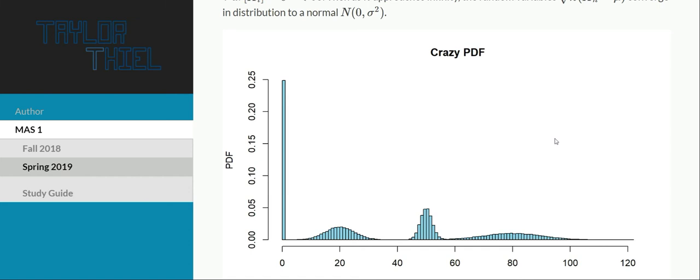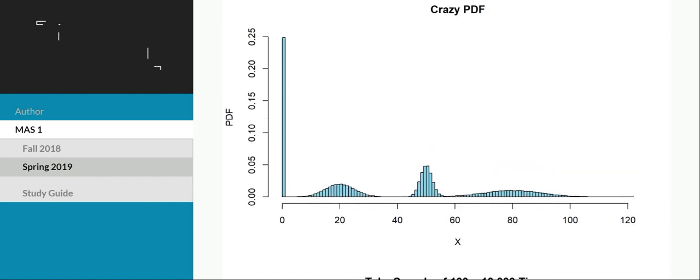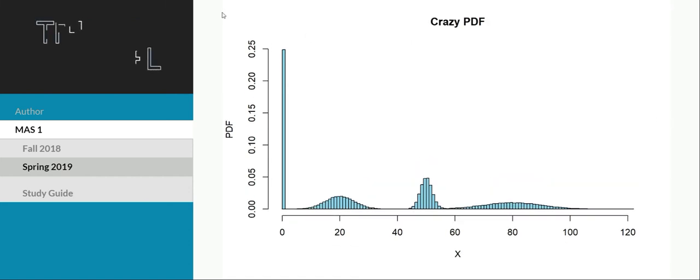As an illustration of this, I just created a simulation of an absolutely ridiculous PDF. So a fourth of the time it's uniform from 0 to 1, a fourth of the time it's normal with mean 20 and some variance, or normal with mean 50 or normal with mean 80. So just a really complicated distribution here.